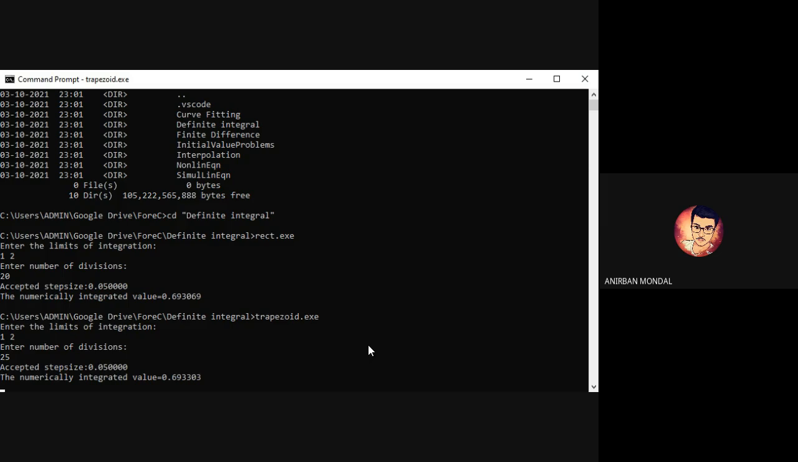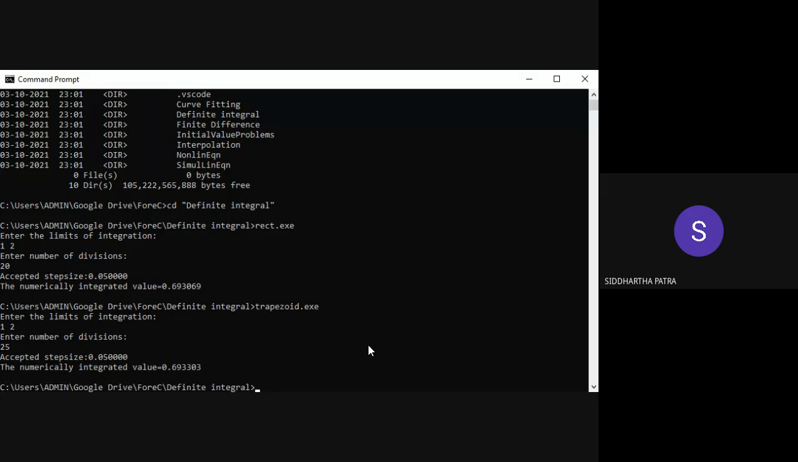Compare 0.693147, and then 0.693069, and 0.693303. So both values have more or less the same amount of error.